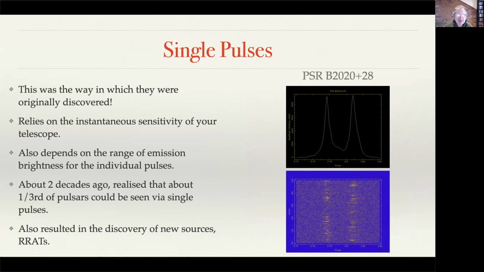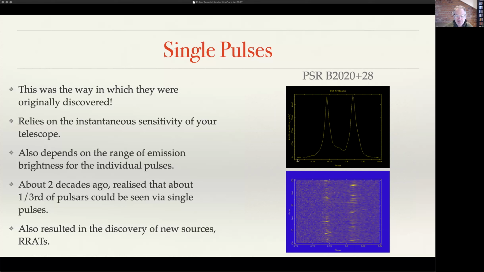So just to give you an idea of what I mean about the pulsars not always being equally bright, here is a pulsar called B2020+28. These are some observations with the Lovell telescope at Jodrell Bank.